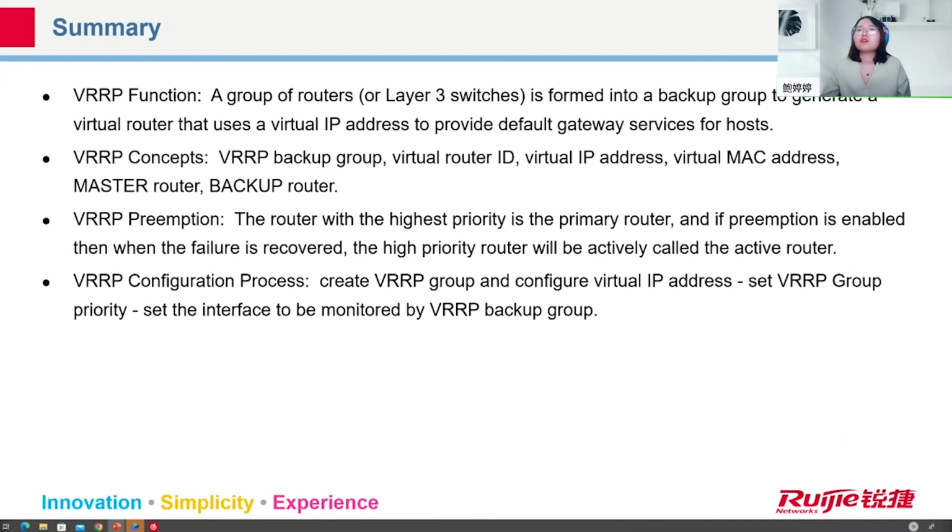We also have this process: create, compare the priority, and the highest priority is better. If the priority is the same, because by default the priority is 100, we will compare the IP address. The bigger IP address will be the master, something like this. So this is the configuration of VRRP.